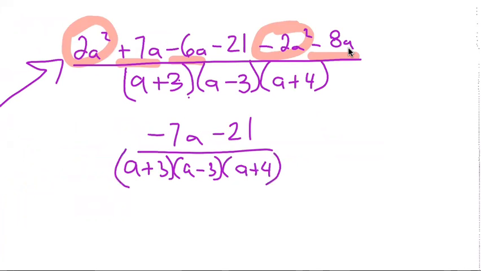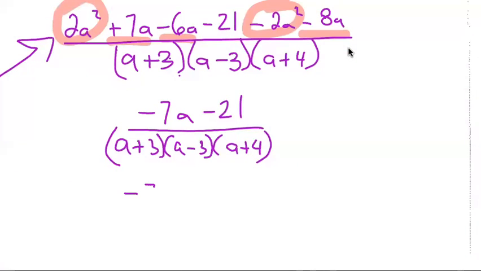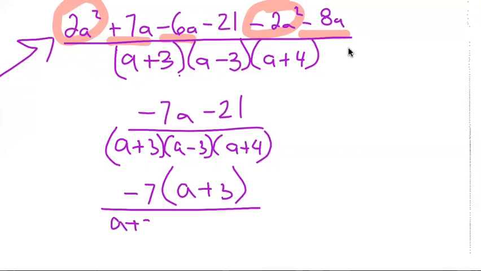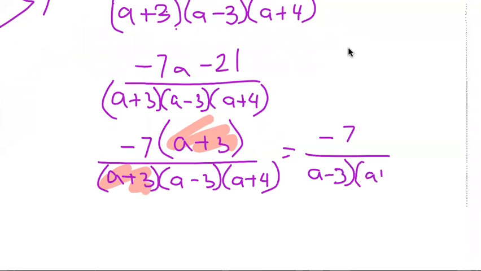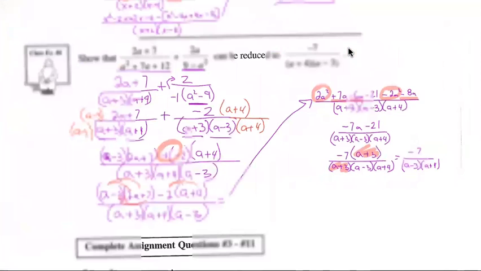You can see my numerator is going to factor. If I factor out a negative 7, I'm going to be left with a + 3, all over (a + 3)(a − 3)(a + 4). And lo and behold, this will cancel with this. Negative 7 over (a − 3)(a + 4). Whew, that was a big one.